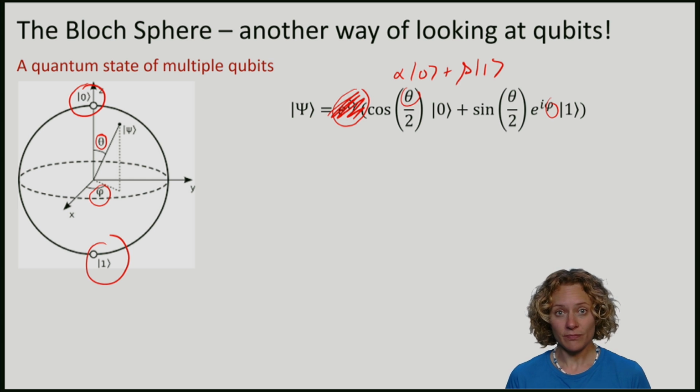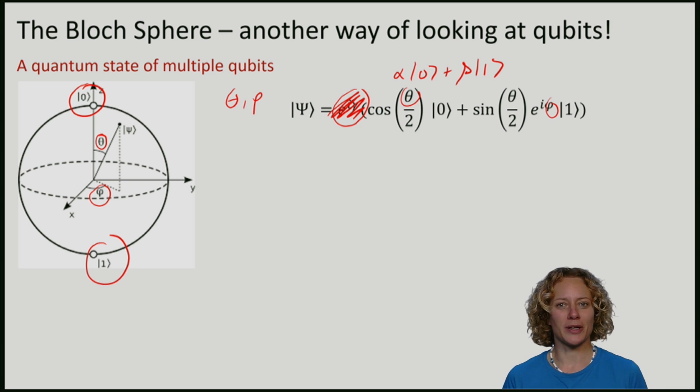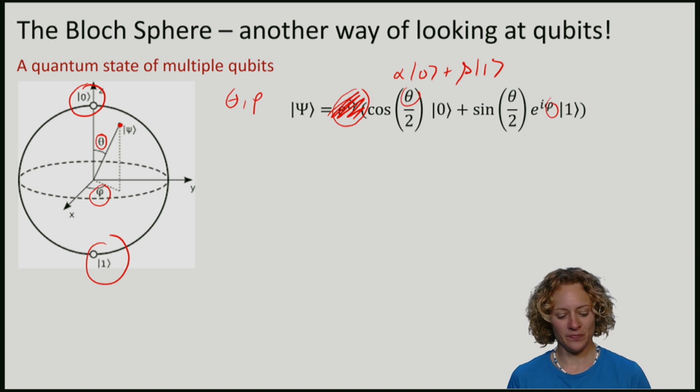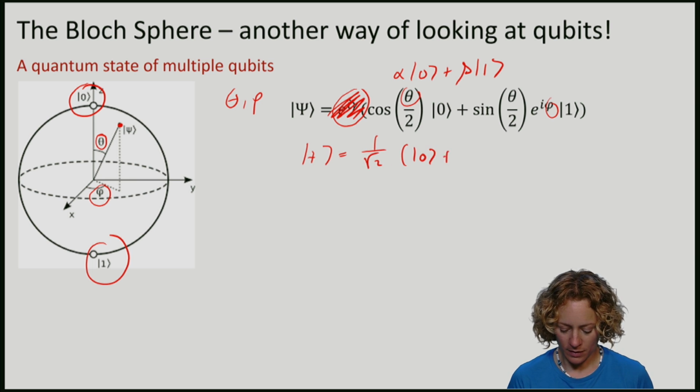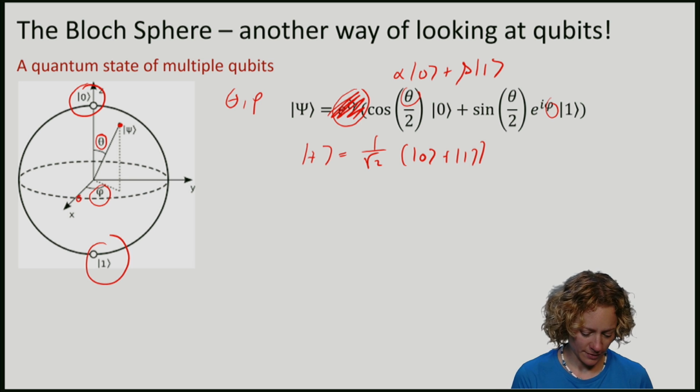If we write the state in this form, we can think of every state thus as being described by two numbers, theta and phi, which give us a point on the sphere. This is known as the Bloch sphere representation. For example, for the state plus, this representation is particularly easy. Phi is 0, and we can easily see that the point is here on the x-axis.